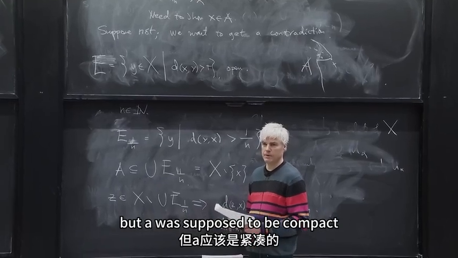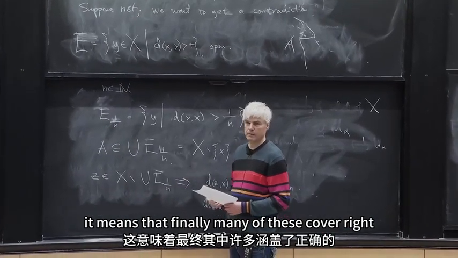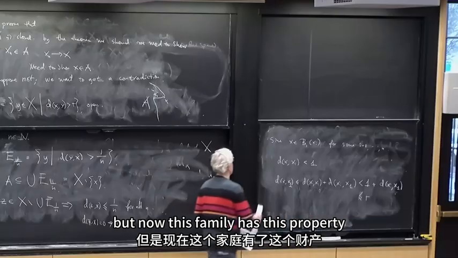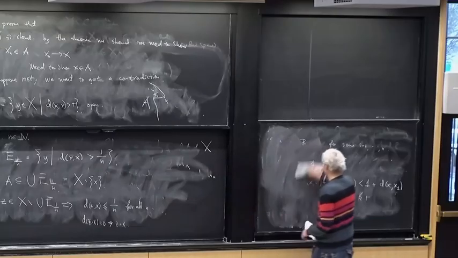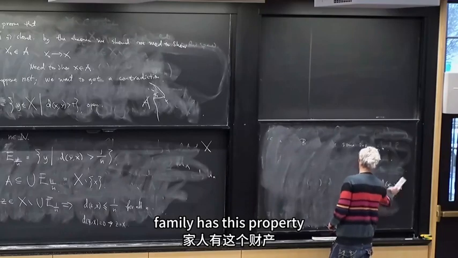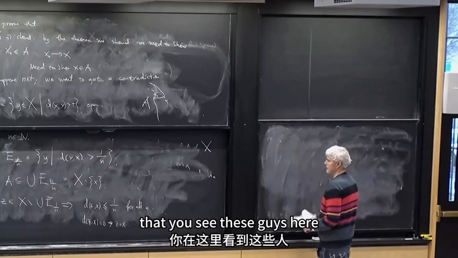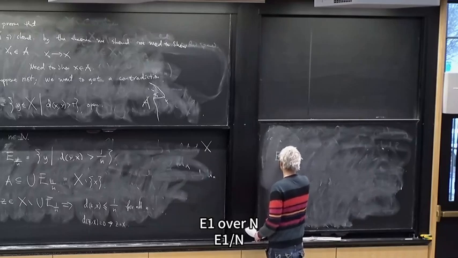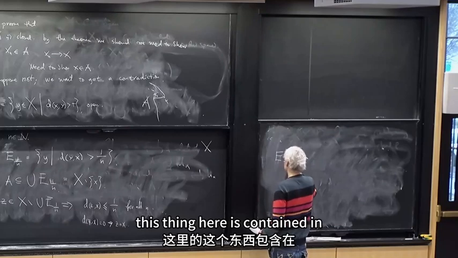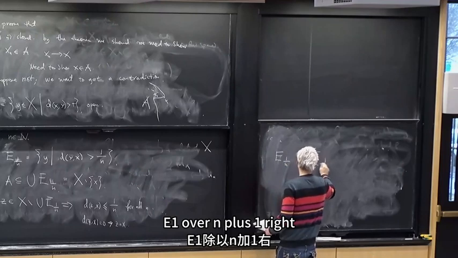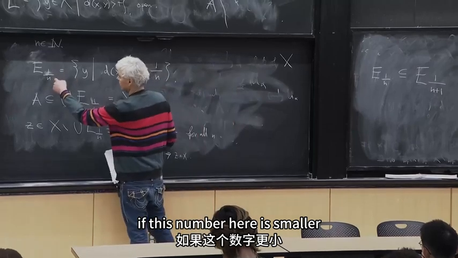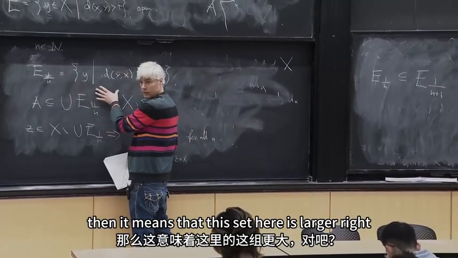But A was supposed to be compact. That means that finitely many of these cover, right? But now this family has this property, that if you're looking at E_{1/n}, this thing here is contained in E_{1/(n+1)}, right? If this number here is smaller, then it means that this set here is larger, right?